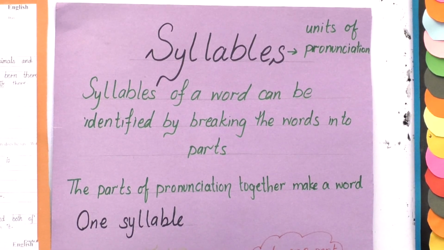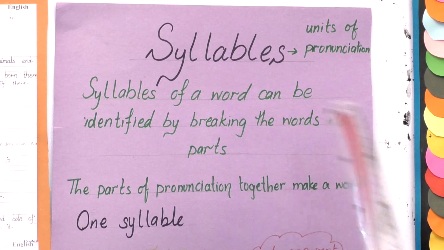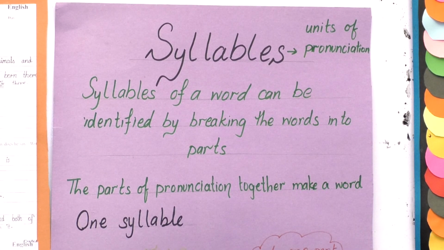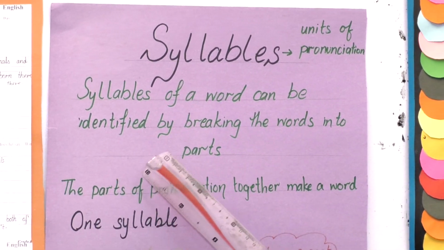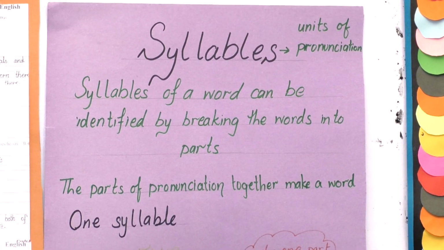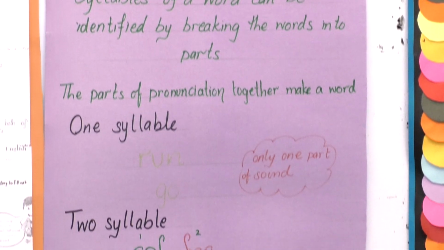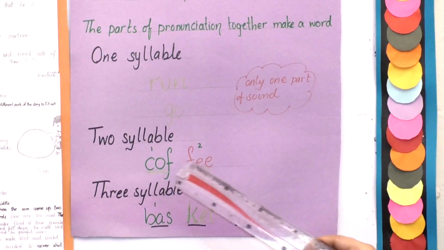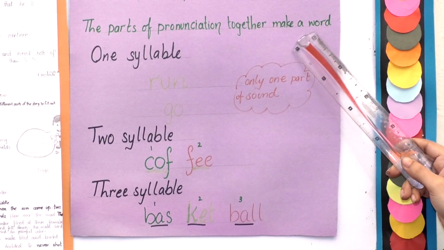Before starting page number 27, we are going to clear the concept of syllables. Syllables are units of pronunciations. The number of pronunciations in a word shows the number of syllables. Syllables of a word can be identified by breaking the word into parts. We break the word into parts and see how many syllables are there. Different sounds combine together and make a word. The parts of pronunciation together make a word.